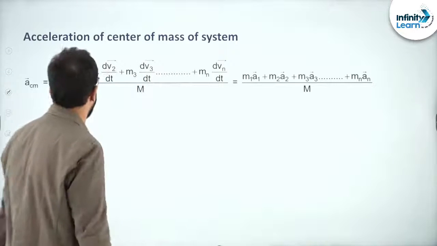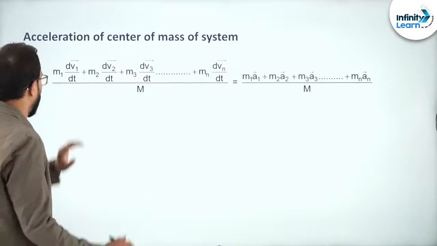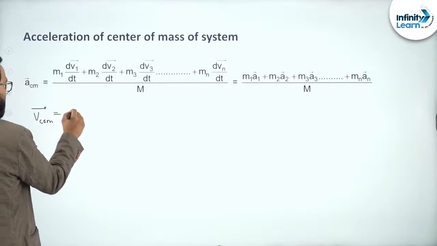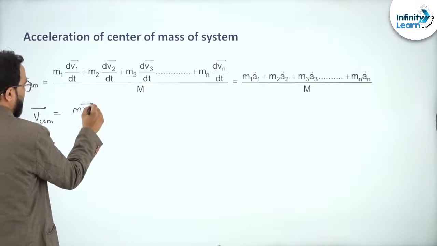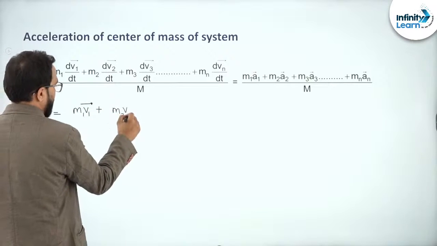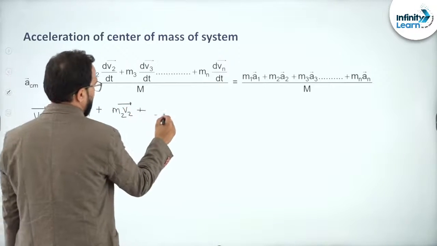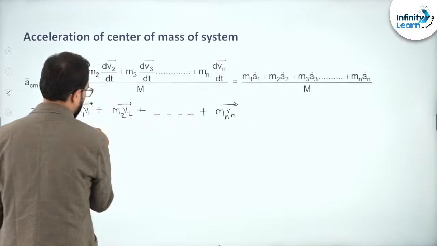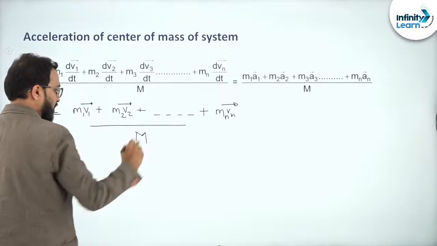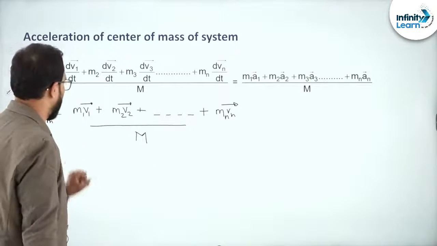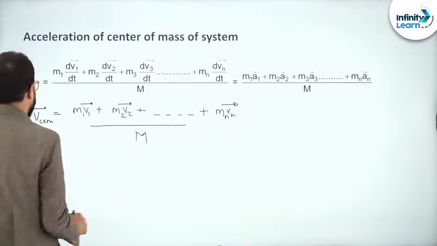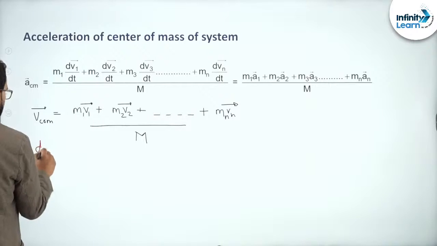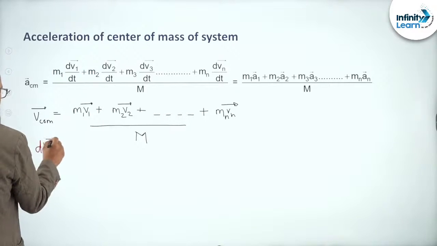So finally I can say that velocity of center of mass is m1 v1 plus m2 v2 up till mn vn upon total mass, right, upon total mass. Now if I differentiate this equation on both sides, then what will happen? I will get this.